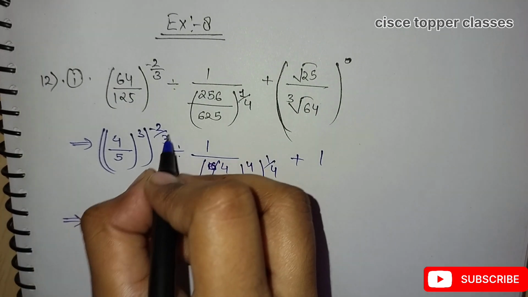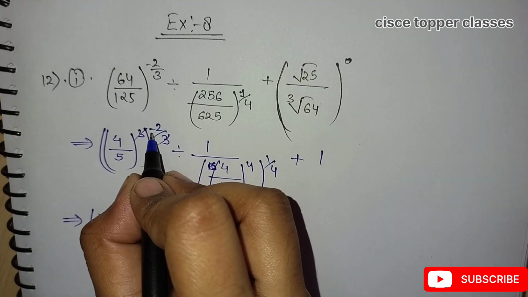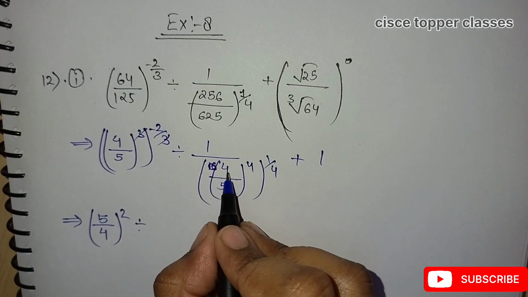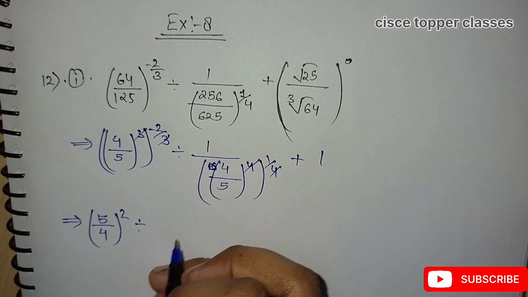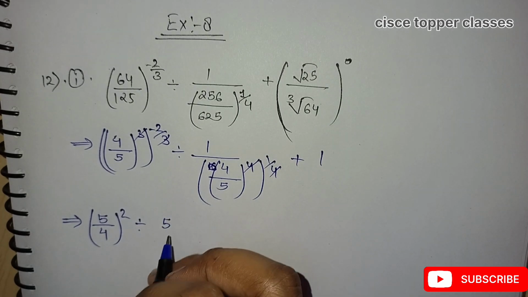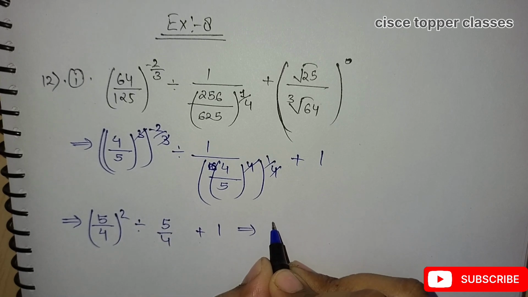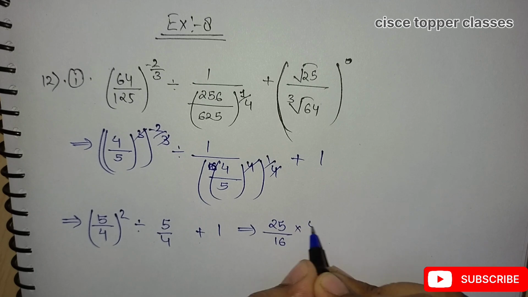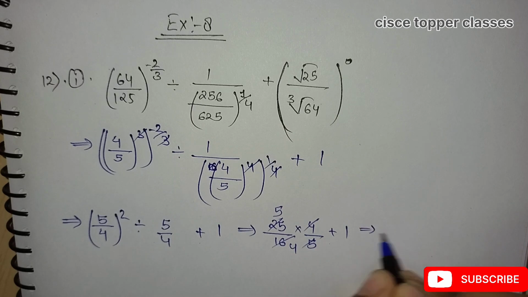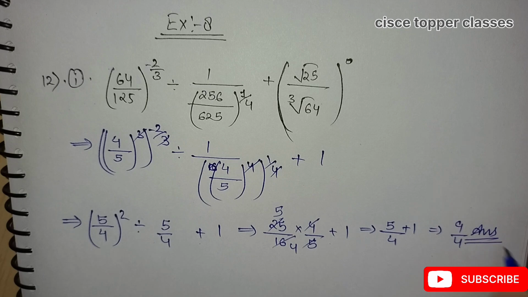Now solving this part we will cancel out 3 here and here (5/4)^2, because to remove minus 2 here we will take reciprocal, divided by 4/5. 4 will be cancelled out from here on multiplying and opening the bracket, and here we will get simply 5/4 plus 1. Now we can solve it. Let us simplify here. 25/16 into 4/5 plus 1. This will be cancelled out and here we will get 5/4 plus 1 as 9/4 as the answer here in this question.